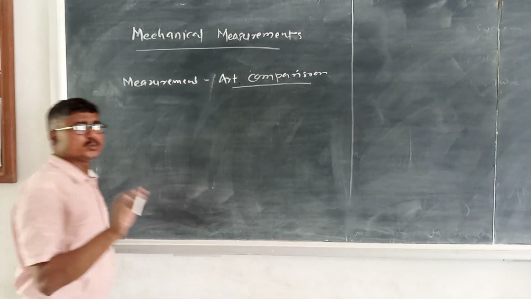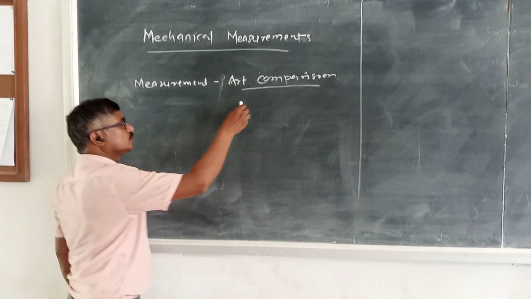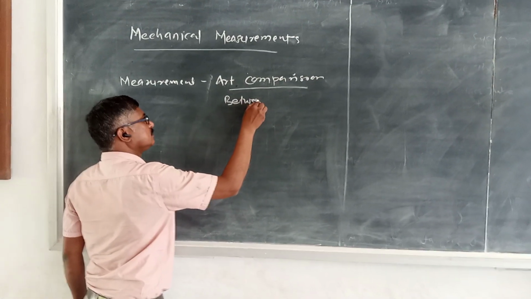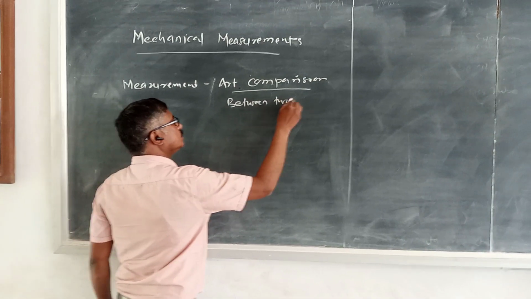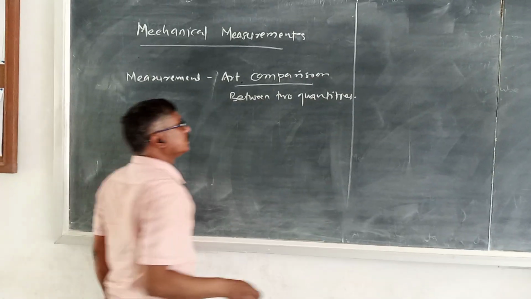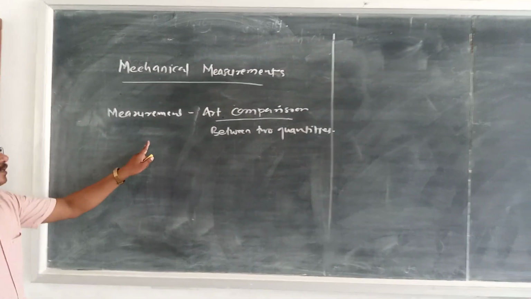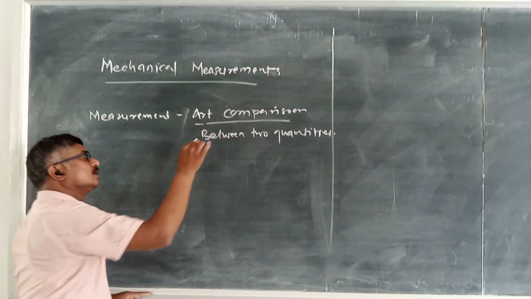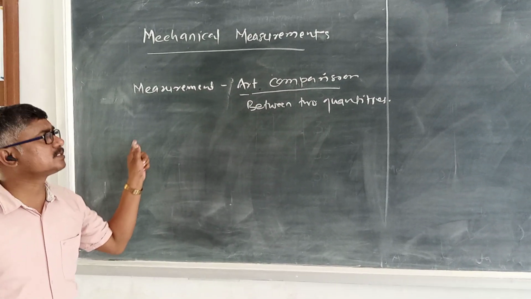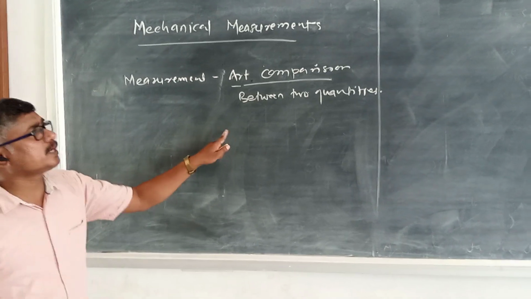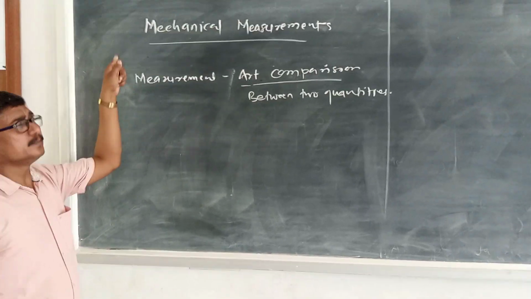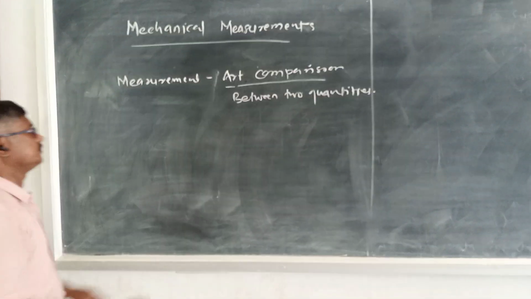Comparison between the two quantities. But it never says a quantitative measurement. It's just a comparison. Simple measurement is just a comparison. But whenever we are having the quantitative measurement, then this comes under the mechanical measurement.